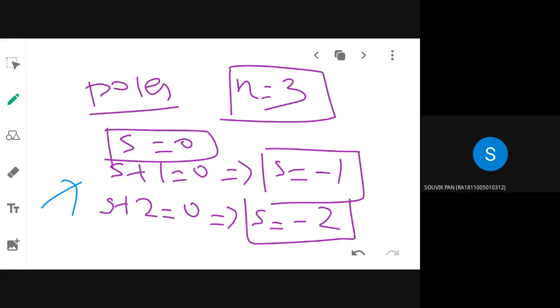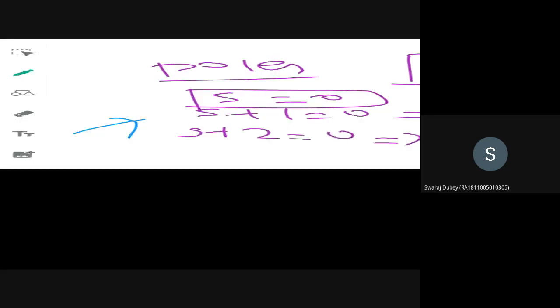Now go and locate those poles on your graph sheet, by taking equal axes. This also I will click a picture and show you. Okay. Ma'am, can you show the rest of the question once more? Got it, Swaraj?